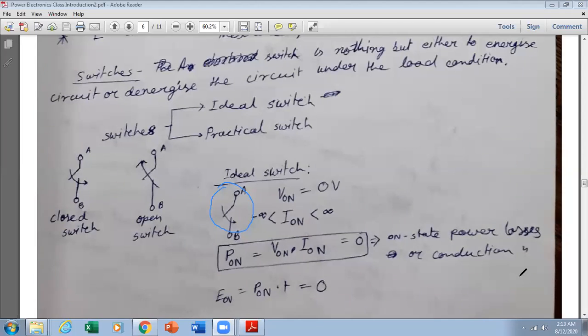Since the on state conduction power is 0, the energy loss during the on state or conduction period is 0.